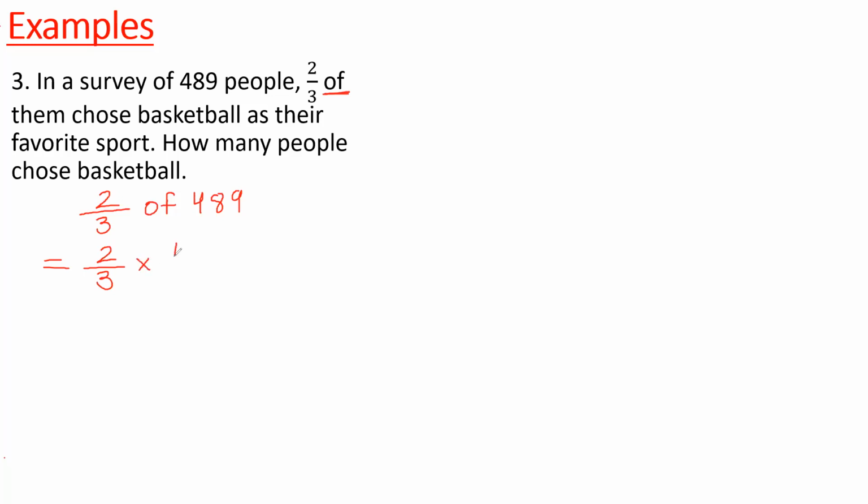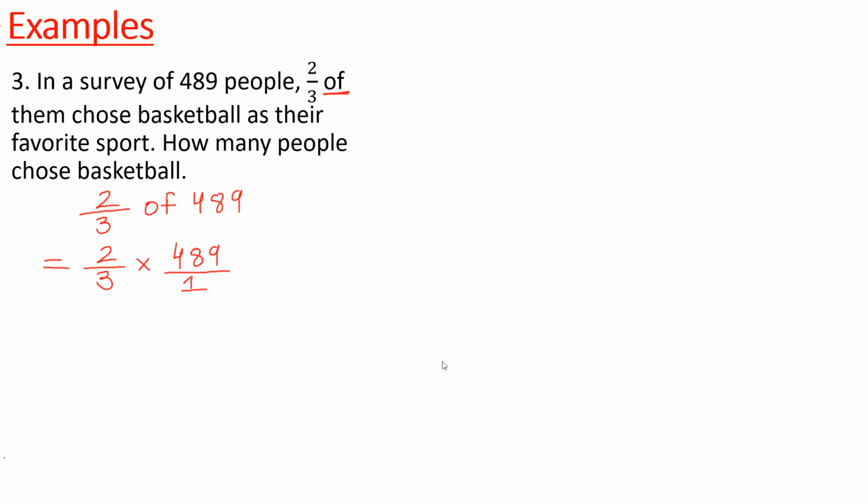Multiplied by what? 400 and what? 89. How do we represent 489 as a fraction? How do we do that? If you want, put it over 1. Put it over 1, very good. And so now we're just going to multiply these two fractions. Let's go ahead and multiply it.